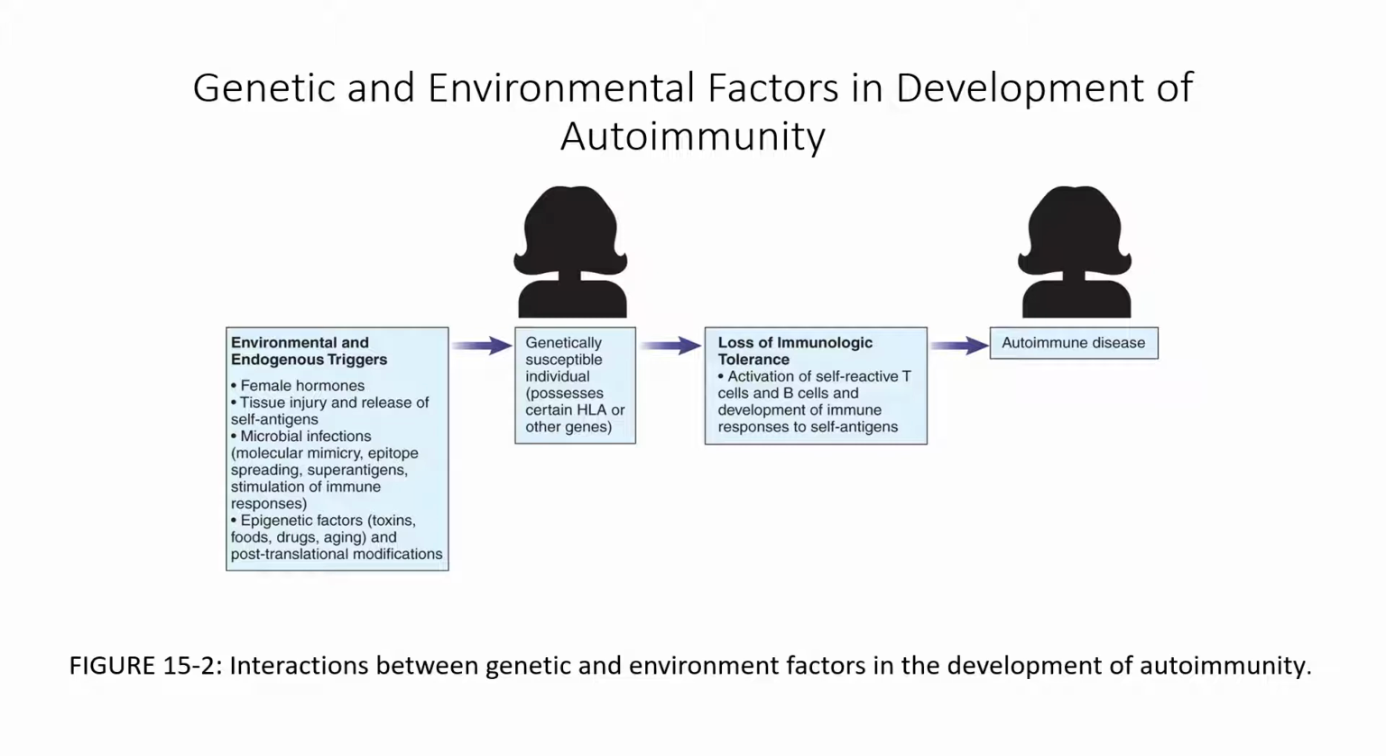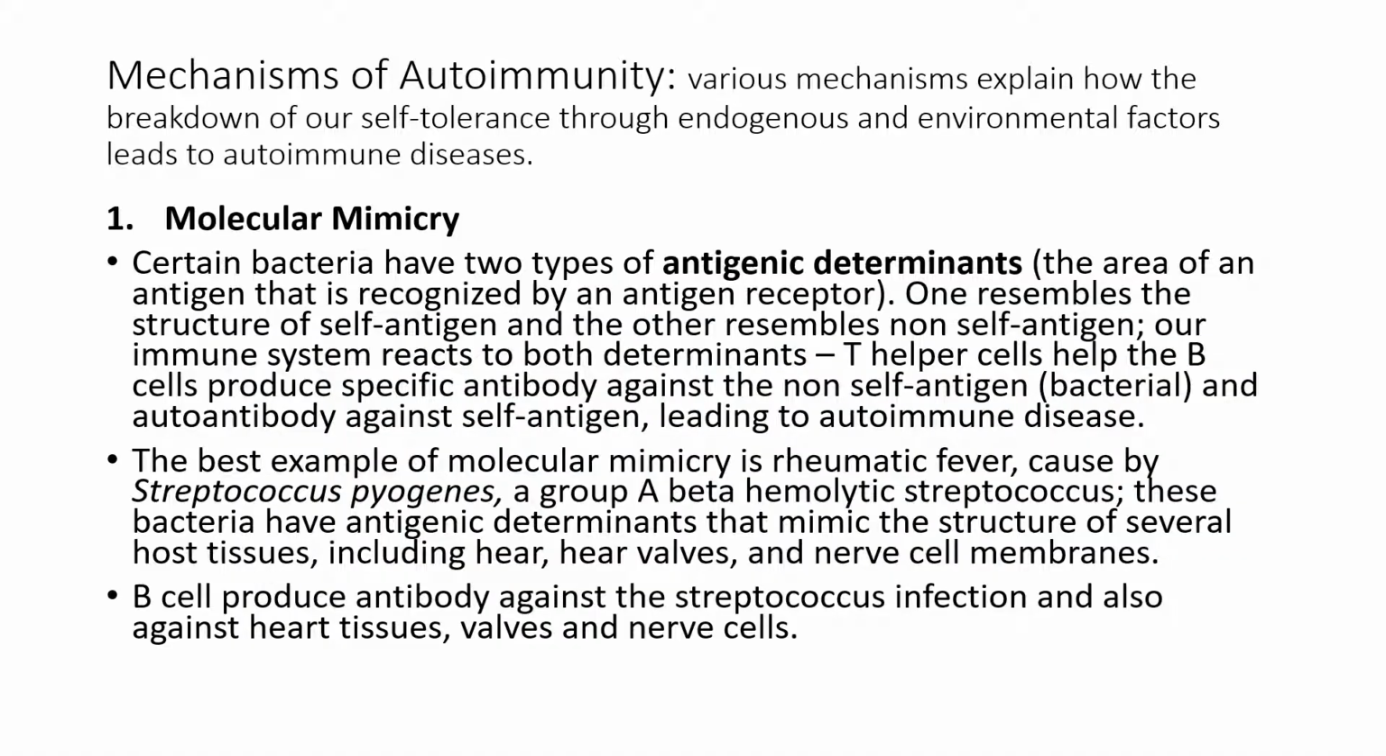This diagram is in your textbook, and it basically shows the factors that go into it, the predisposing factors. It actually makes it through the immunological tolerance self check, and you end up with an autoimmune disease. So, there's several ways that this can happen, and we're going to go through, I think, about six of them.